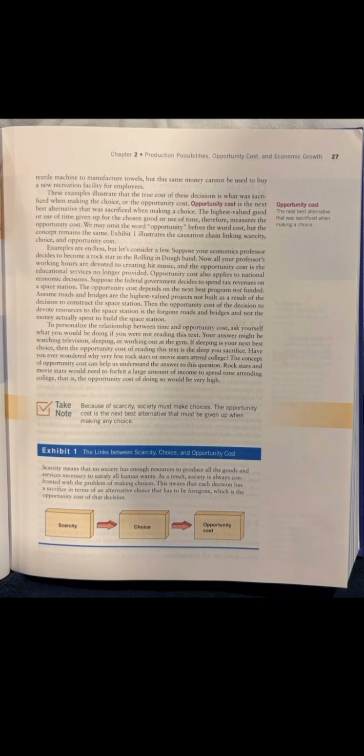Exhibit 1. The links between scarcity, choice, and opportunity cost. Scarcity means that no society has enough resources to produce all goods and services necessary to satisfy all human wants. As a result, society is always confronted with the problem of making choices. This means that each decision has a sacrifice in terms of an alternate choice that has to be foregone, which is the opportunity cost of that decision.